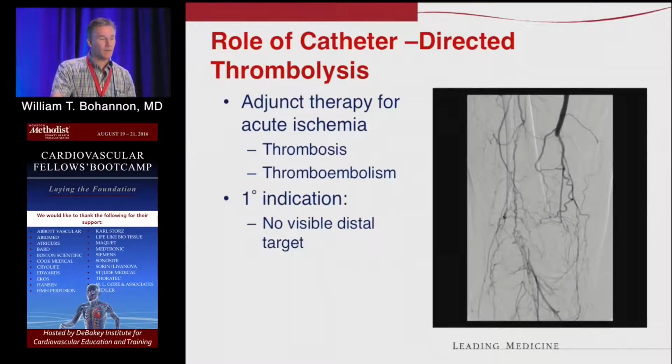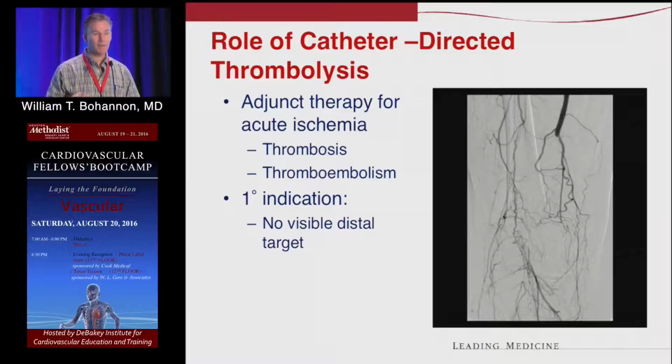Another important factor in regards to popliteal aneurysms is thrombolysis. It's an important adjunct for the acute presentations in acute ischemia, for the thrombosis at the popliteal area, as well as the thromboembolism. The primary indication for thrombolysis is no visible targets or no visible distal targets. So you're trying to enhance the patient's outcomes and outflow as far as their open interventions go.